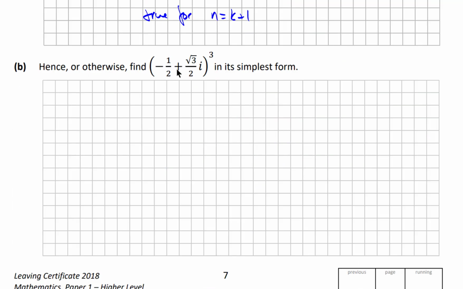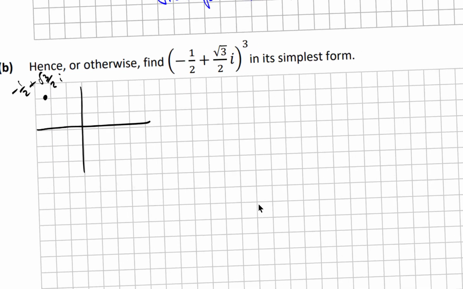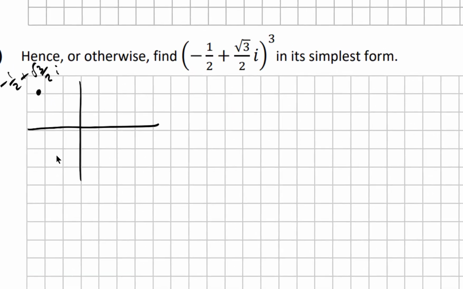Part B, hence or otherwise, find minus a half plus root 3 over 2 i, to the power 3, in its simplest form. So let's convert that to polar form first. Quick sketch. Minus a half plus root 3 over 2 i. So there would be the complex number there. Alright, let's get it in polar form. So the two things we need are the modulus, which is that distance there, and then we need the angle, which is that angle there.